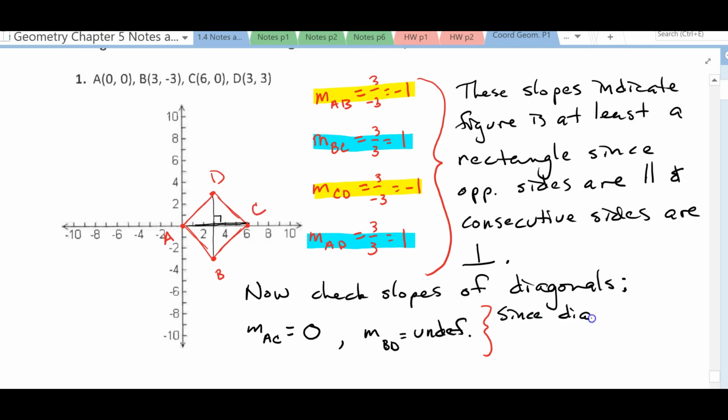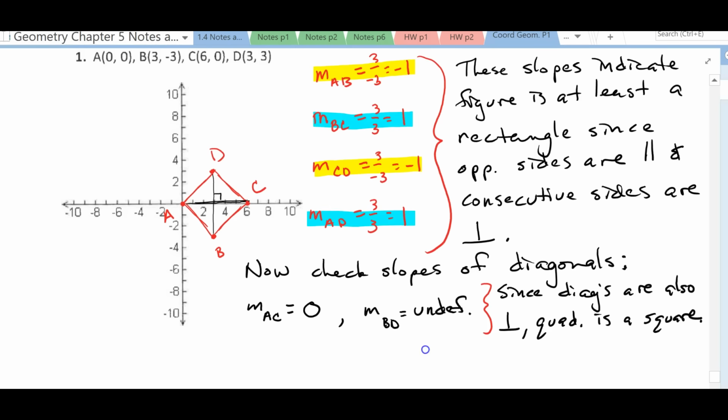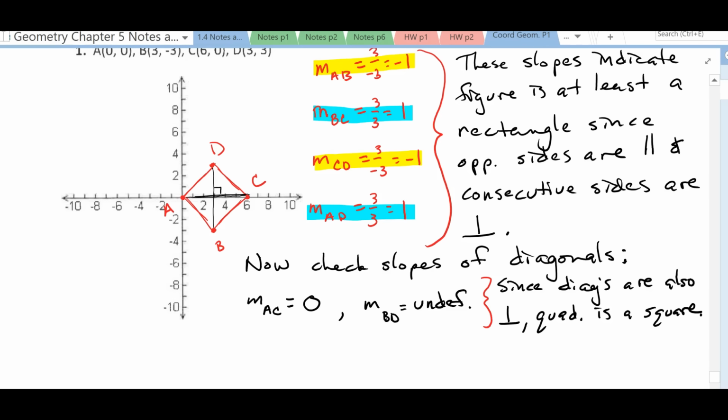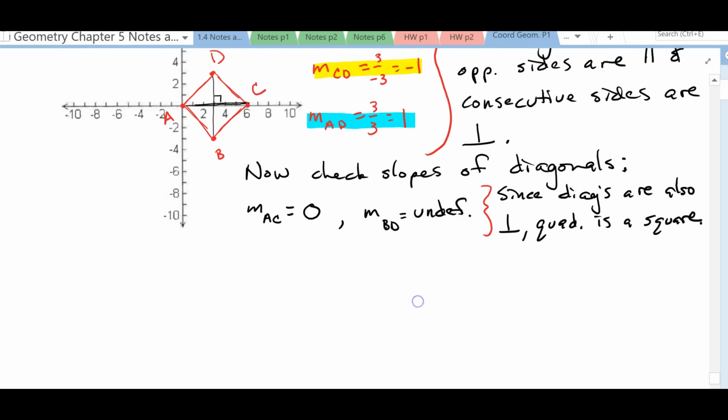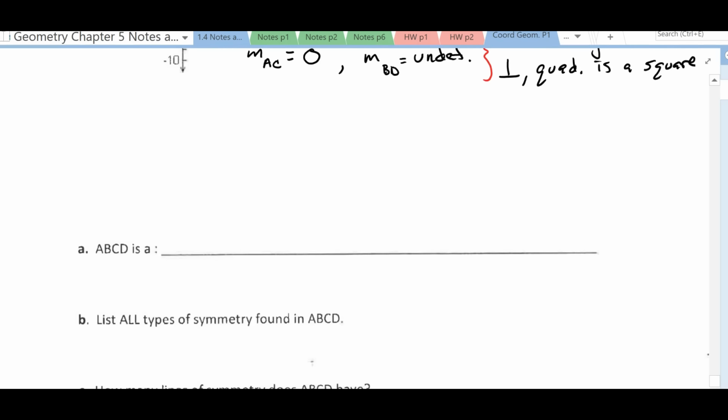So since the diagonals are also perpendicular, the quadrilateral is a square. Okay, so we did three things here. Number one, we found out that the opposite sides were parallel. Number two, we found out that the consecutive sides were perpendicular. And number three, this is the new thing for today, we found out that the diagonals were perpendicular. If all three of these things are true, then it has to be a square. So ABCD is a square.